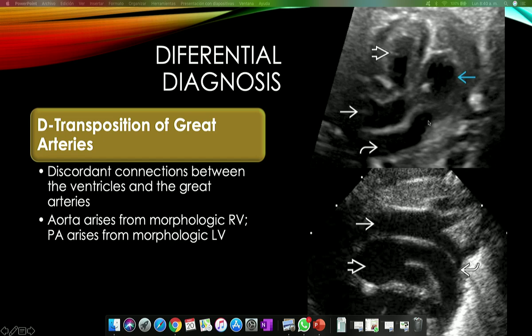The aorta arises from the right ventricle and the pulmonary artery from the left ventricle. This is a sagittal view. We observe that we have a parallel track of both the aorta and the pulmonary artery. In this case, we also have to look for other associated findings, such as a coarctation of the aorta.